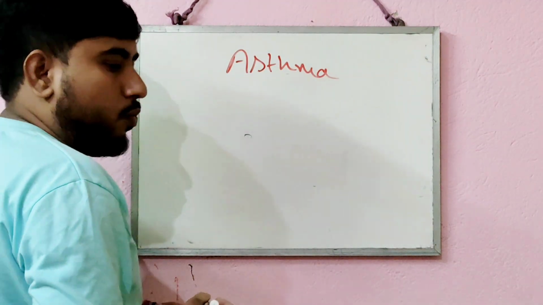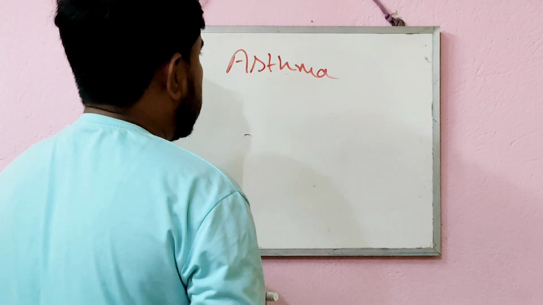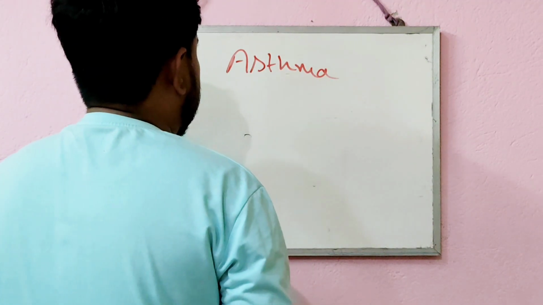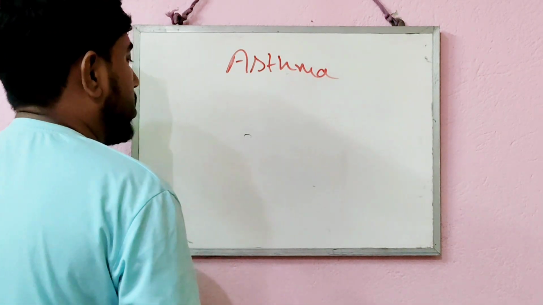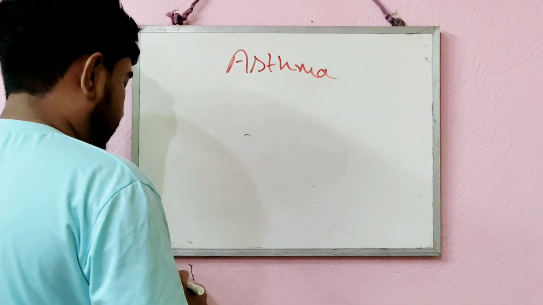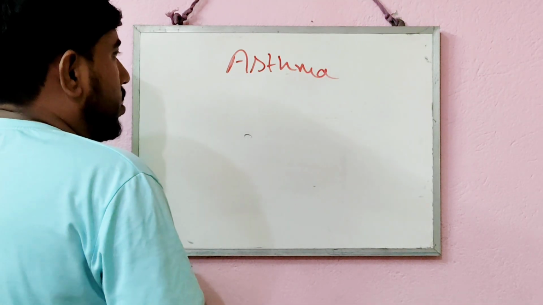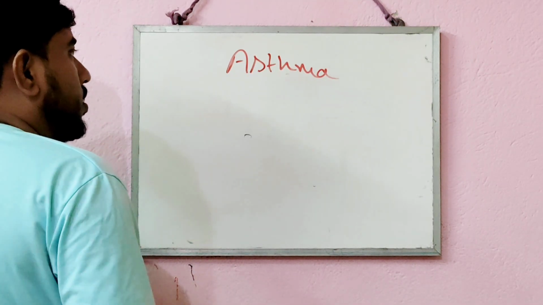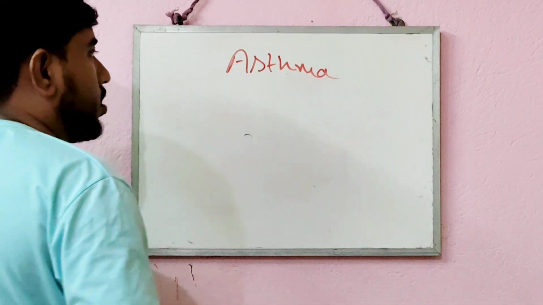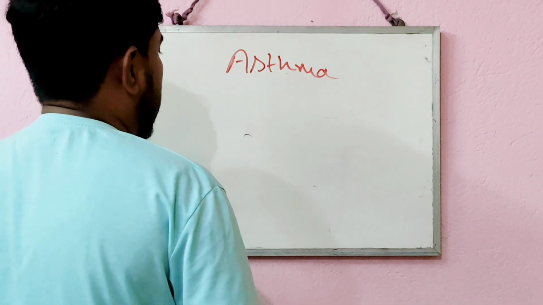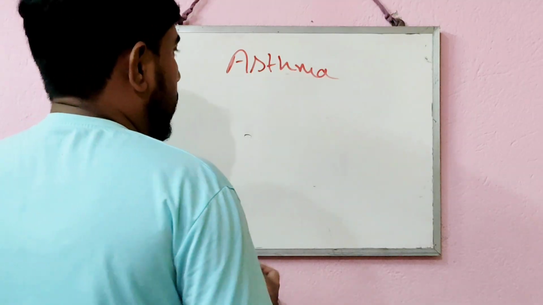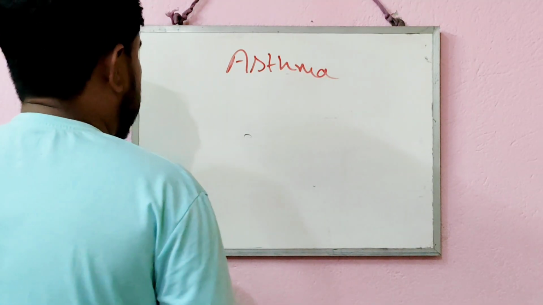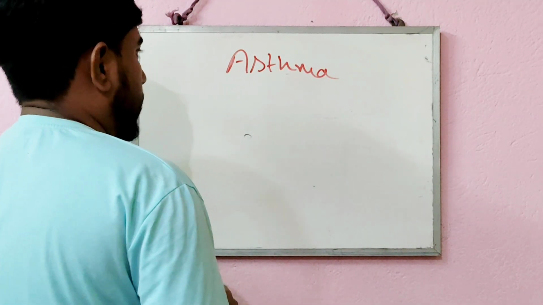First of all, we have to understand what asthma is, why asthma occurs, what the reasons are, and what the types of asthma are. First, we have to remember that there are different systems in our body. In that, the respiratory system helps us inhale and exhale air, especially to take in oxygen and to release carbon dioxide.